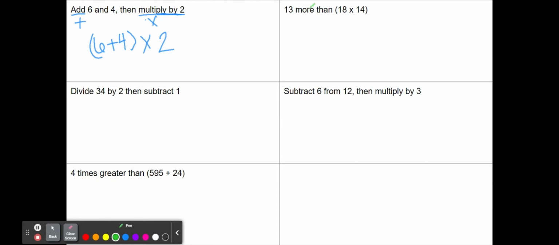Now we have 13 more than 18 times 14. When it says more than, it can go two ways, but how more than is being used in this particular situation is being added on. So we got 18 times 14 plus 13, because more than represented addition here.